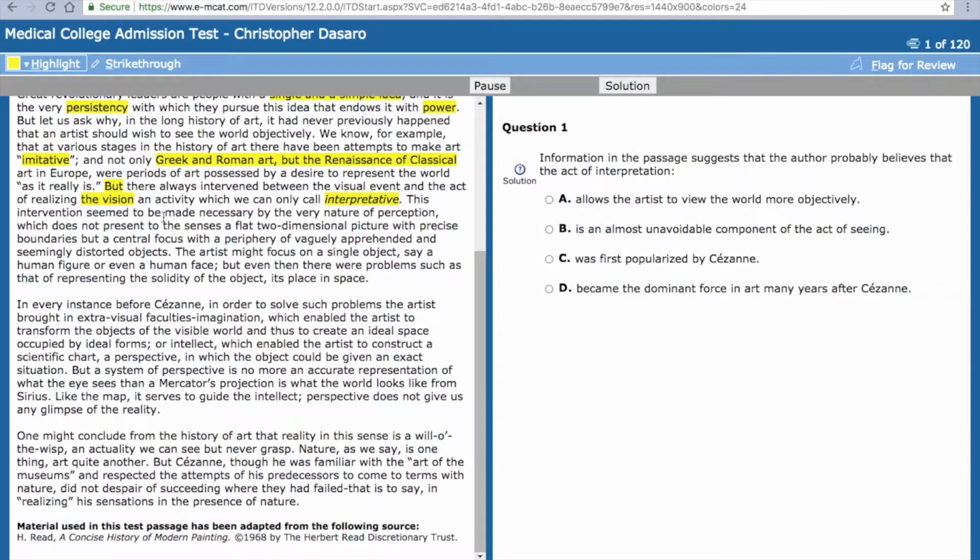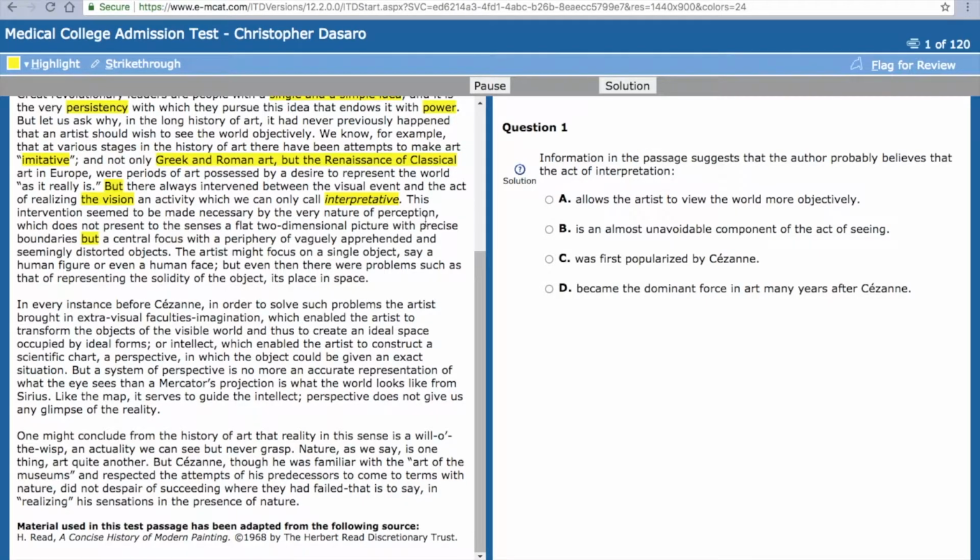This intervention seemed to be made necessary by the very nature of perception, which does not present to the senses a flat two-dimensional picture with precise boundaries, but, here's another shift, a central focus with a periphery of vaguely apprehended, seemingly distorted objects. Okay, so this is a bulky sentence. It stretches for like four lines. This intervention seemed to be made necessary. So this intermediary, that is the interpretation of an artist's work, is necessary by the nature of perception.